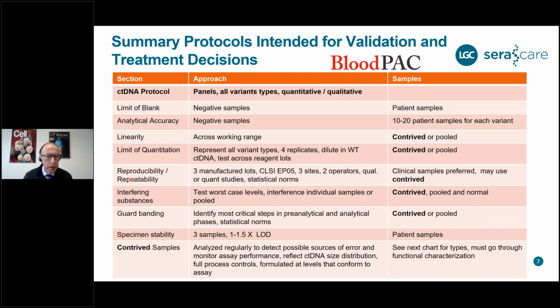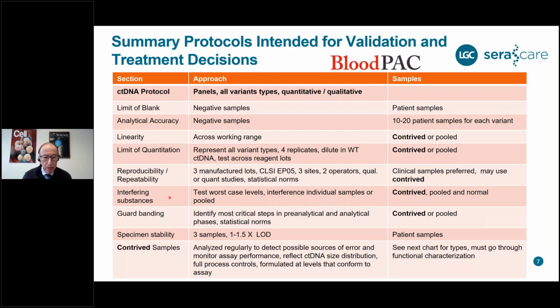For reproducibility and repeatability studies, you need to use 3 manufactured lots, follow the CLSI protocol, 3 sites, 2 operators, qualitative and quantitative study, lots of statistical norms. There's lots of samples required for this. Again, clinical samples are always preferred, but the recommendation is you can use contrived manufactured samples to supplement.